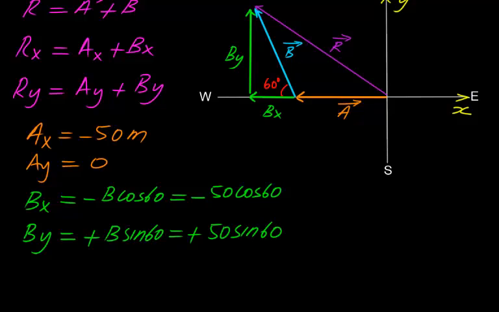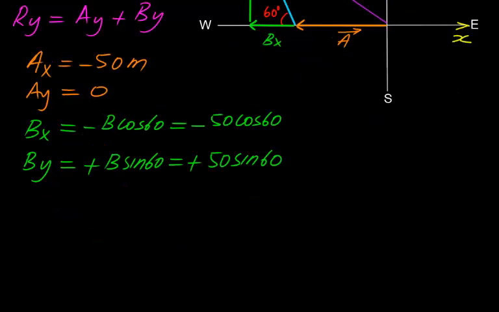Now that we have evaluated the x and y components for vector A and vector B, we can easily evaluate the magnitude of vector R and its direction. Notice that the x component for the vector R is clearly the sum of Ax plus Bx, and the y component for the vector R is equal to the By component because the y component for the vector A is 0. Now we can solve for the x component of our resultant vector, which equals Ax plus Bx.